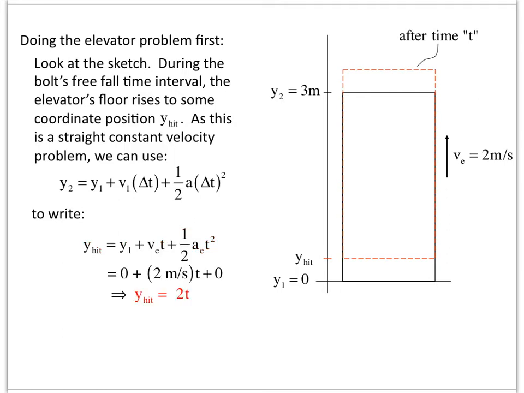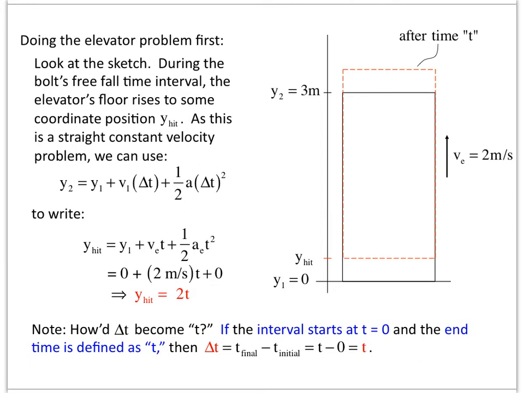Proceeding in a like manner, we get ourselves down to this final relationship that relates the coordinate of the elevator's floor at the hit point to the time interval that the bolt was in flight. Now, you might wonder how you managed to go from a time interval that was obviously a time interval to a variable that looks like a single parameter in the same sense that y hit is a single coordinate.